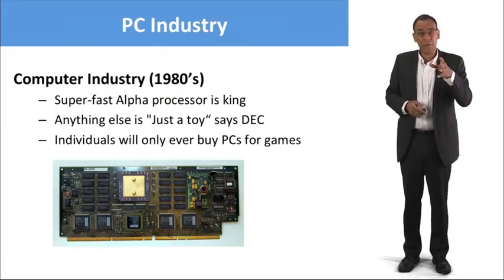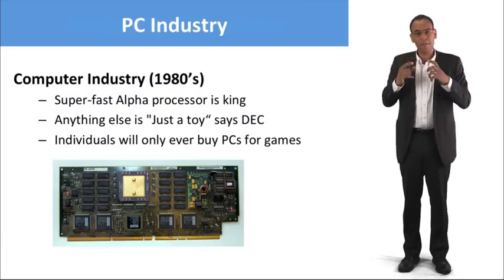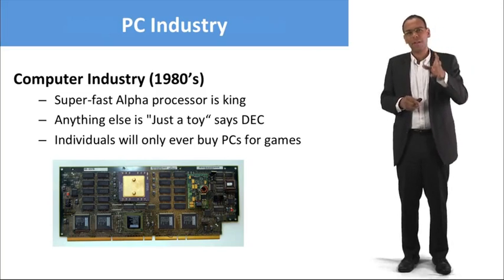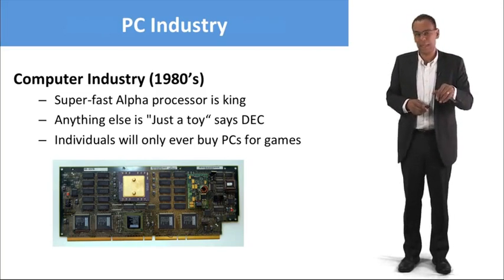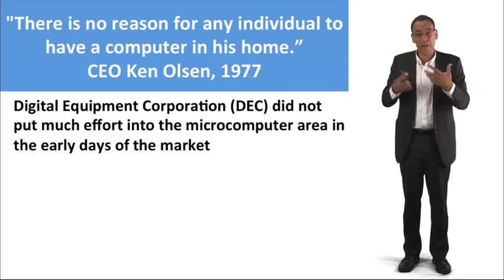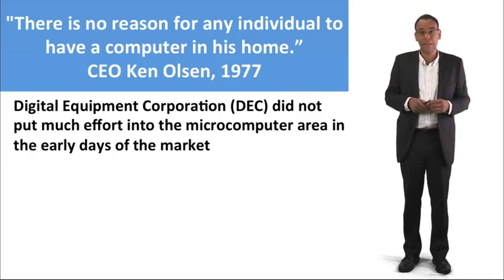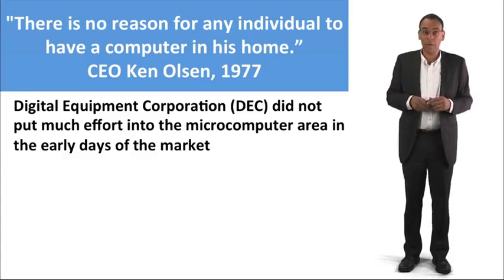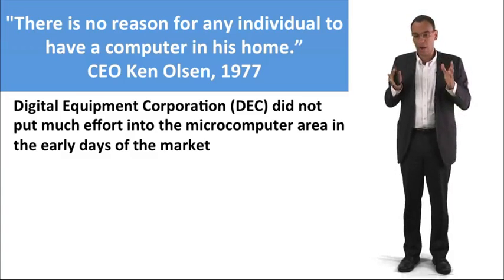And there was a time when this company, Digital Equipment Corporation, was the king. They had this super fast Alpha processor, and they were convinced that anything else is just a toy. People will only ever buy PCs for games. And in the late 70s, these computers were coming on the scene, the Apple II and some hobbyist computers, and the CEO of Digital Equipment Corporation says basically, there's no reason for anyone to have a computer in his home. If they do that, they're crazy because we are the king.